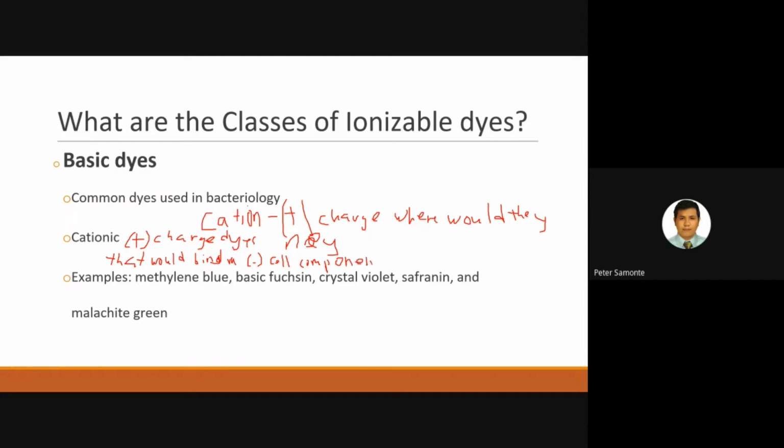An example of your negative cell component is your cell wall. So again, for the last time, cationic are positively charged dyes that would bind with negative cellular components, specifically your cell walls. Example would be your methylene blue, basic fuchsin, crystal violet, safranin, and malachite green.